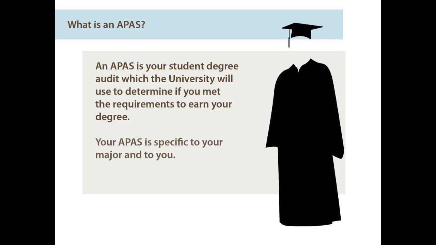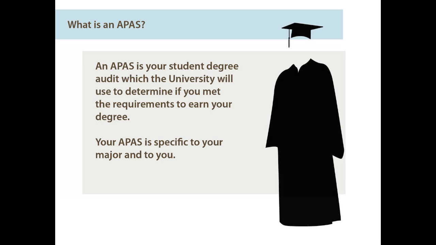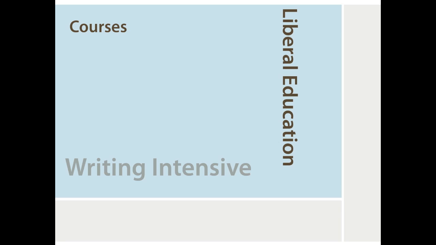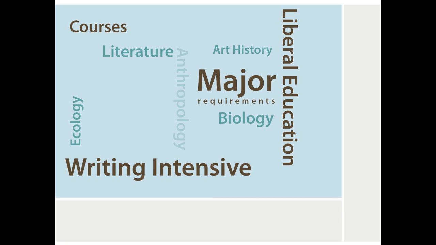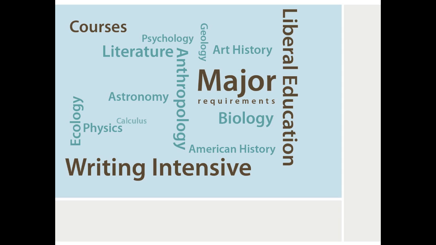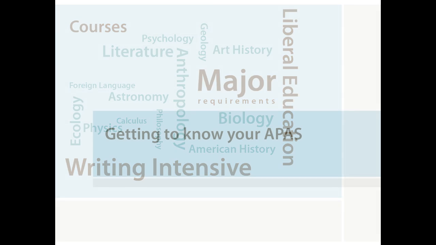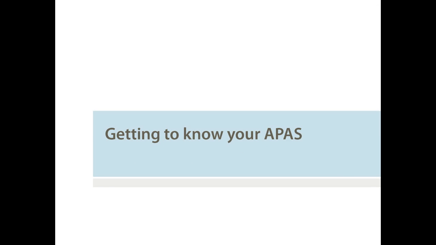It is specific to your major and to you, based on the term you declare your degree program. Your degree program is made up of a bunch of courses. For all university students, these courses satisfy liberal education, writing intensive, and major requirements. Some students' colleges or majors might have different requirements, and all of these count toward what you have to take to get your degree. We're just going to cover the basics of an APAS so you know what one looks like and so you can get familiar with the different sections. You'll cover it in more detail during orientation, when you meet with your advisor, and throughout your academic career.